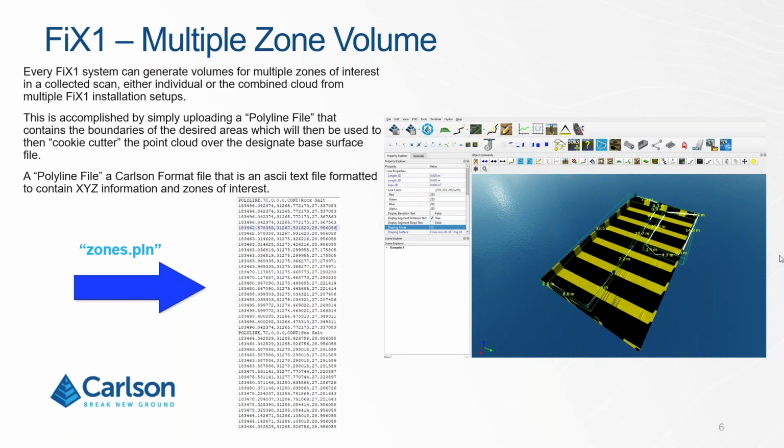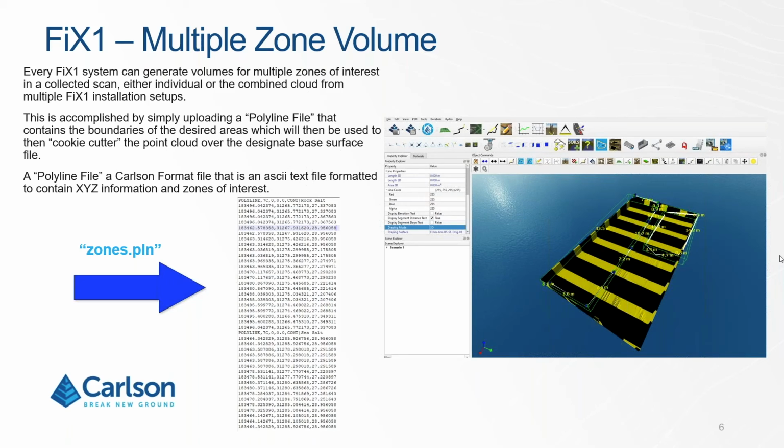These can be from individual scans or FiX1 multiple installations. This is done by simply uploading a polyline file that contains the boundaries of desired areas, which will then be used to sort of cookie cutter the point cloud over the designated base surface. Now, a polyline file is a Carlson format file, but basically it's an ASCII text file formatted to contain XYZ information of the zone of interest.